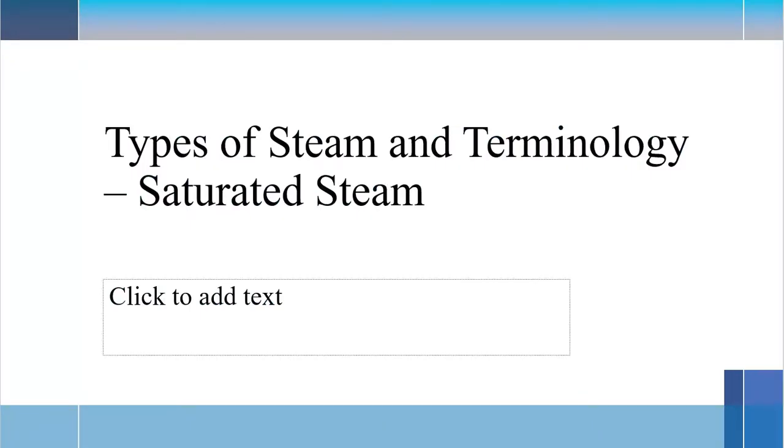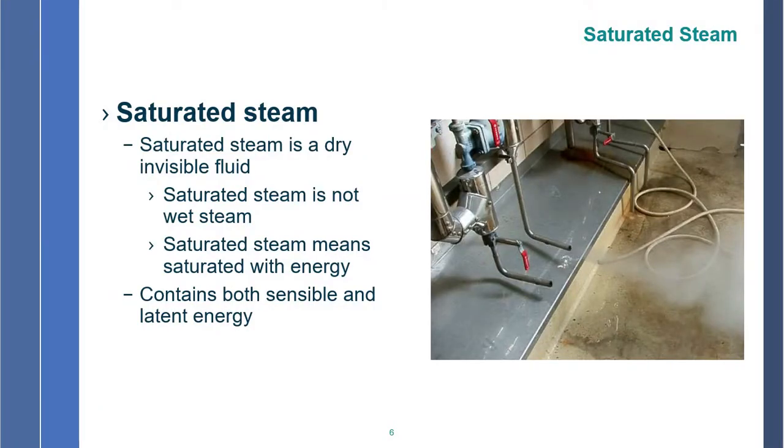So we get into types of steam and terminology. First one I want to talk about is saturated steam. Saturated steam is a dry and invisible gas. Saturated steam is not wet steam. Wet steam is steam quality, which we'll be talking about in part 2. Saturated steam means saturated with energy, containing both sensible and latent energy. So remember, saturated steam is a dry and invisible gas.